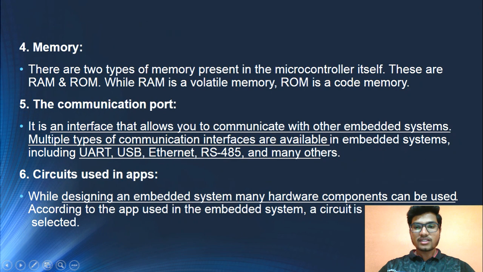So coming to the next thing, memory. There are two types of memory present in the microcontroller. Those are RAM and ROM. RAM is a volatile memory and ROM is a code memory or a non-volatile memory. The next thing, communication port. It is the interface that allows you to communicate with other embedded systems. Multiple types of communication interfaces are available, which include UART, USB, Ethernet, RS-485, and many others. The next thing, circuits used in apps. While designing an embedded system, many hardware components can be used. According to the app used in an embedded system, the circuit is selected.